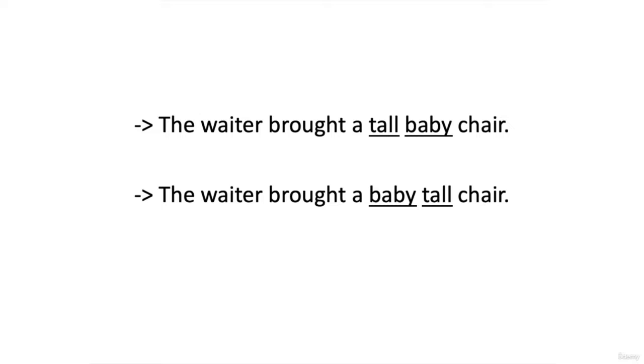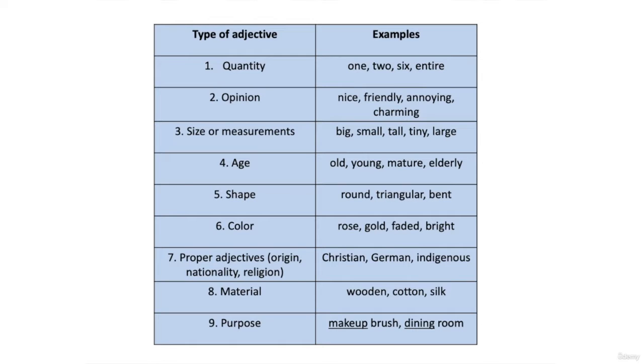Now here is a comprehensive list on how to order cumulative adjectives. Generally, it is best to use 2 or 3 adjectives at most with a single noun in order to not confuse or overwhelm the sentence. So this is the order in which we use cumulative adjectives. First, quantity. For example, 1, 2, 6, entire.